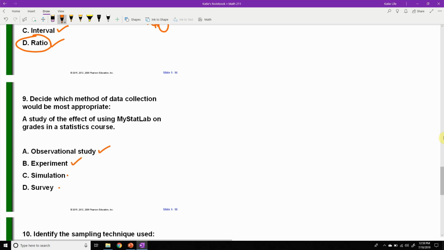So if I could separate my class into control and treatment groups, then I would say that it was an experiment. Well, I could have one class learning the information with traditional methods, and then another stat class using the MyStatLab Pearson product. So one would be the control, traditional methods. The other would be the treatment group using MyStatLab. So in this case, I'm not just observing the results, but I can make them come about by using treatment and control groups. That makes it an experiment.